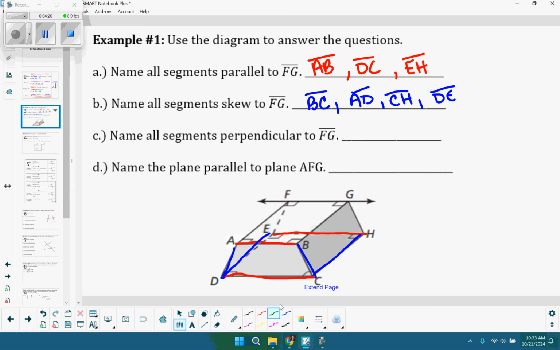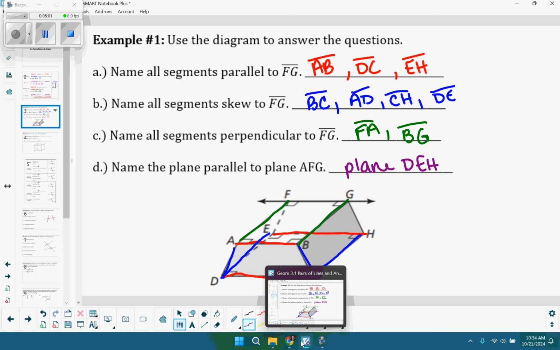For perpendicular, now we are looking at making a right angle, and I only see two that show me right angles on FG. So that would be FA and BG. And our last one is a plane parallel to plane AFG. So plane AFG is the top, which means the bottom is going to be what's parallel to it. So that would be plane, and I'm going to pick any three of these four letters out of D, E, H, and C, so I could say DEH. But as long as I use three of those four, I'm good.